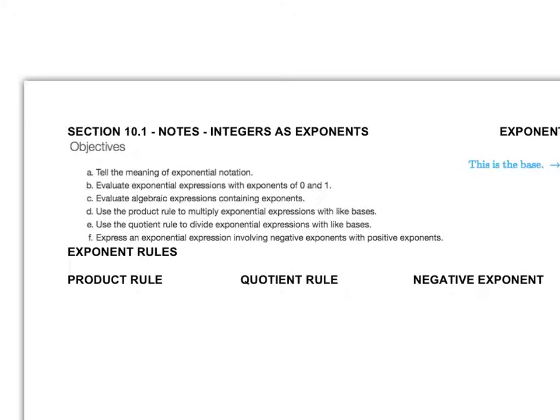So this is 10.1. And what we're going to be talking about is we're going to tell the meaning of an exponential notation. We're going to be able to evaluate exponential expressions with exponents of 0 and 1. We're going to evaluate algebraic expressions containing exponents, use the product rule and quotient rule with like bases. And we're going to express an exponential expression involving negative exponents with positive exponents.